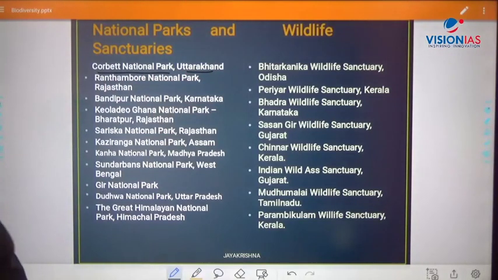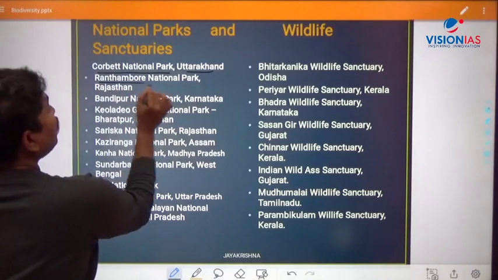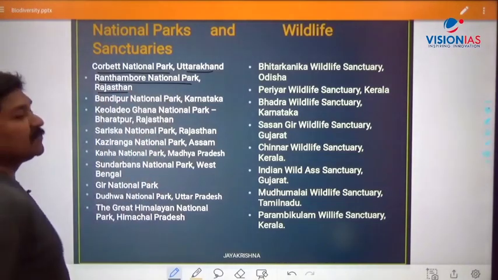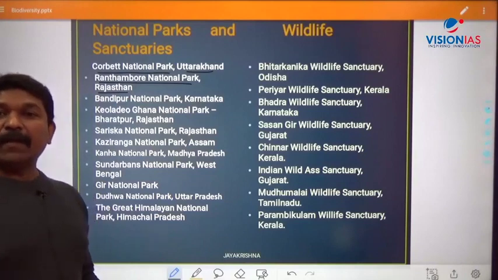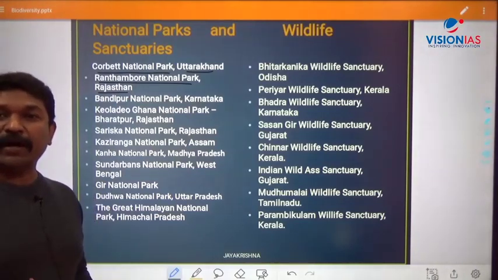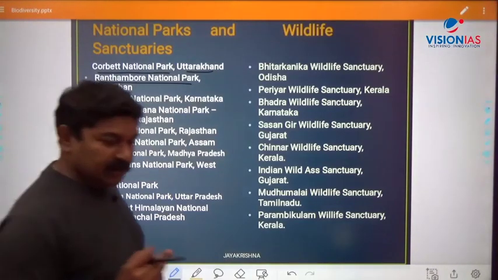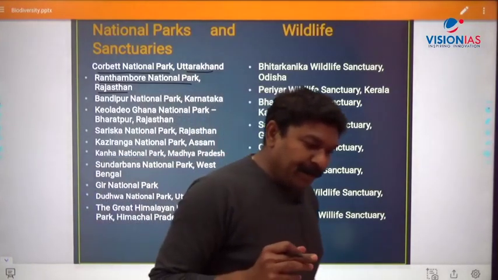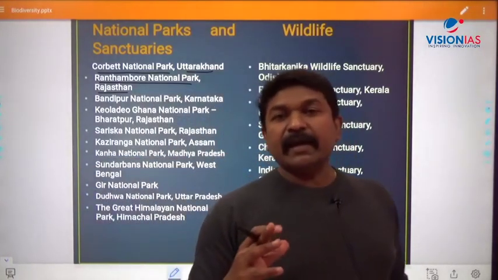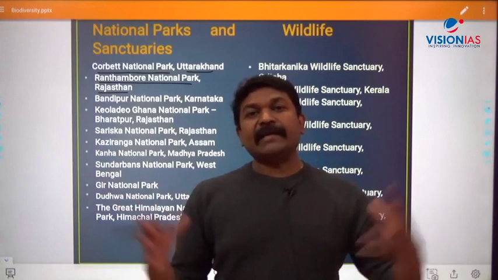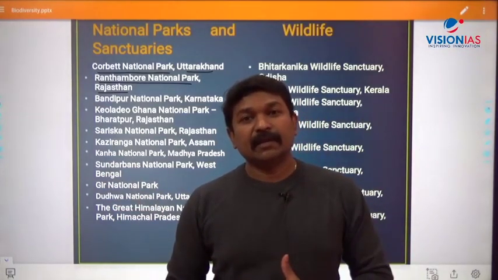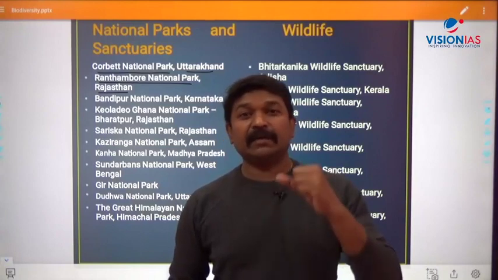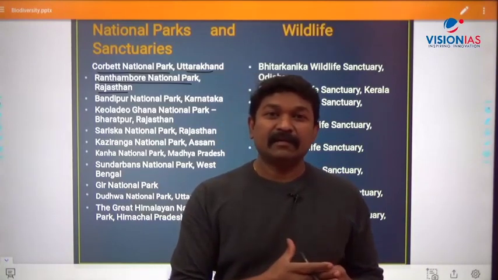The next one, Ranthambore National Park, Rajasthan. Make note of some of the important national parks. Ranthambore, very important. What is the importance of this Ranthambore? Recently what happened? There was a big tigress, very huge tigress. Its name is Machli. The name of the tigress is Machli.